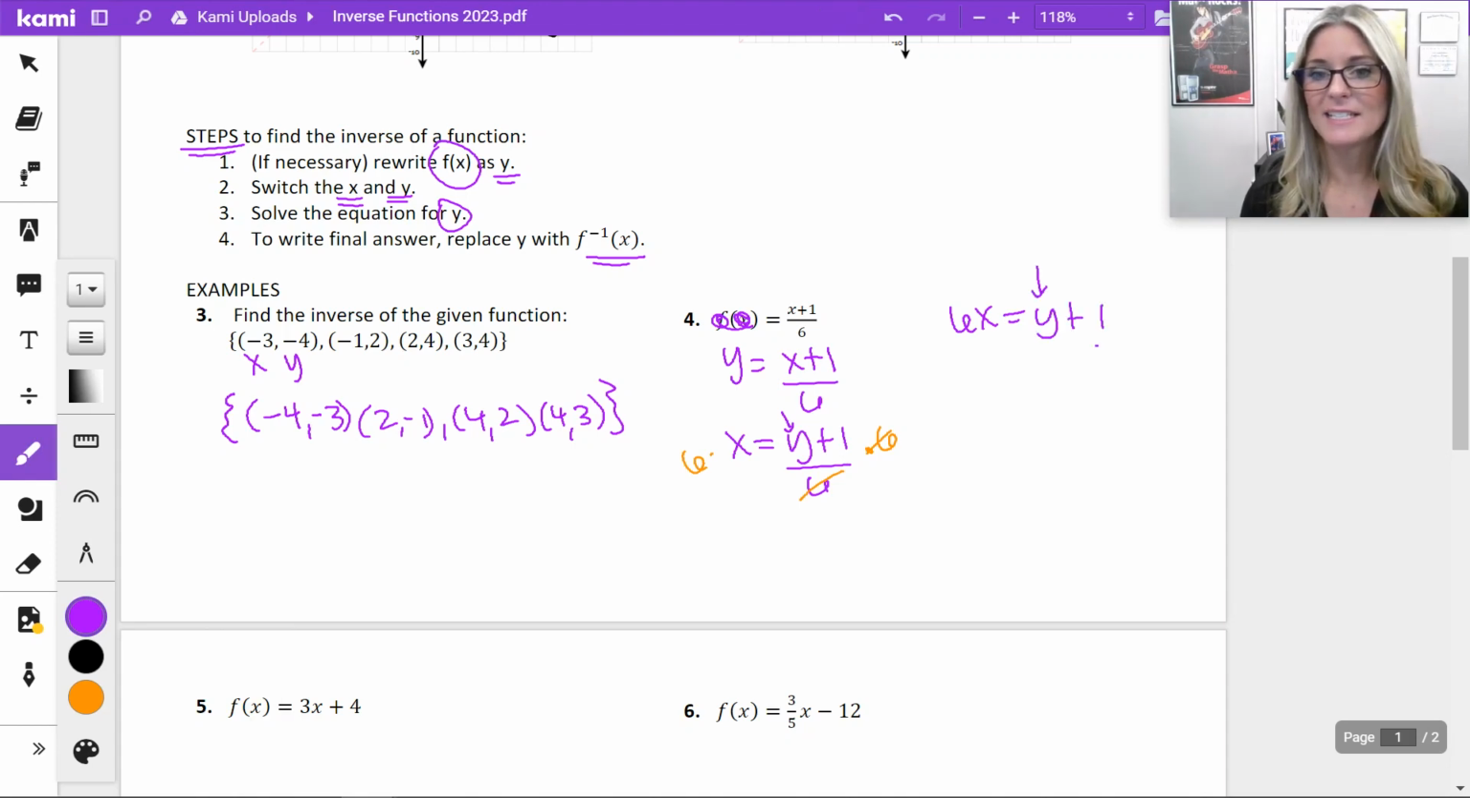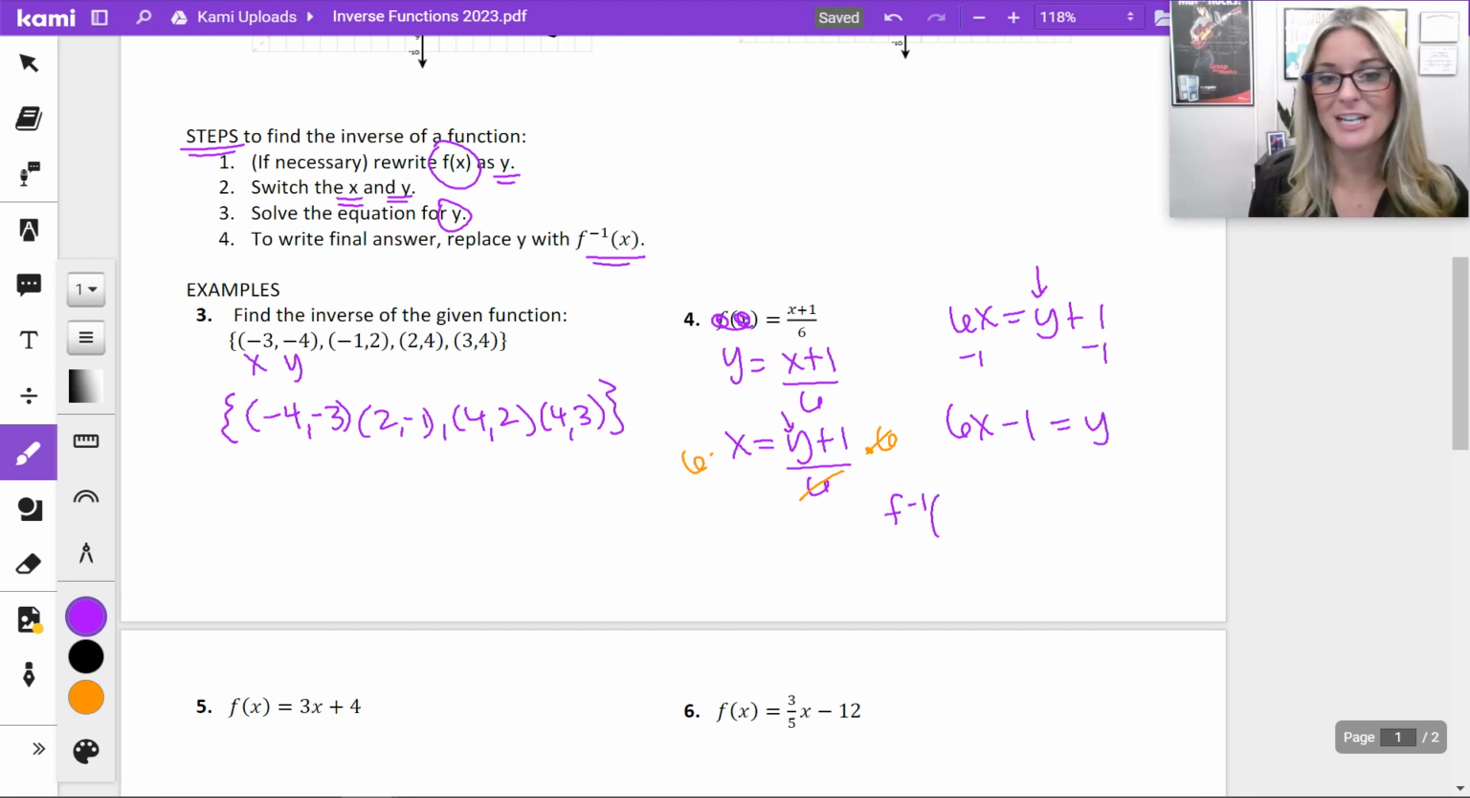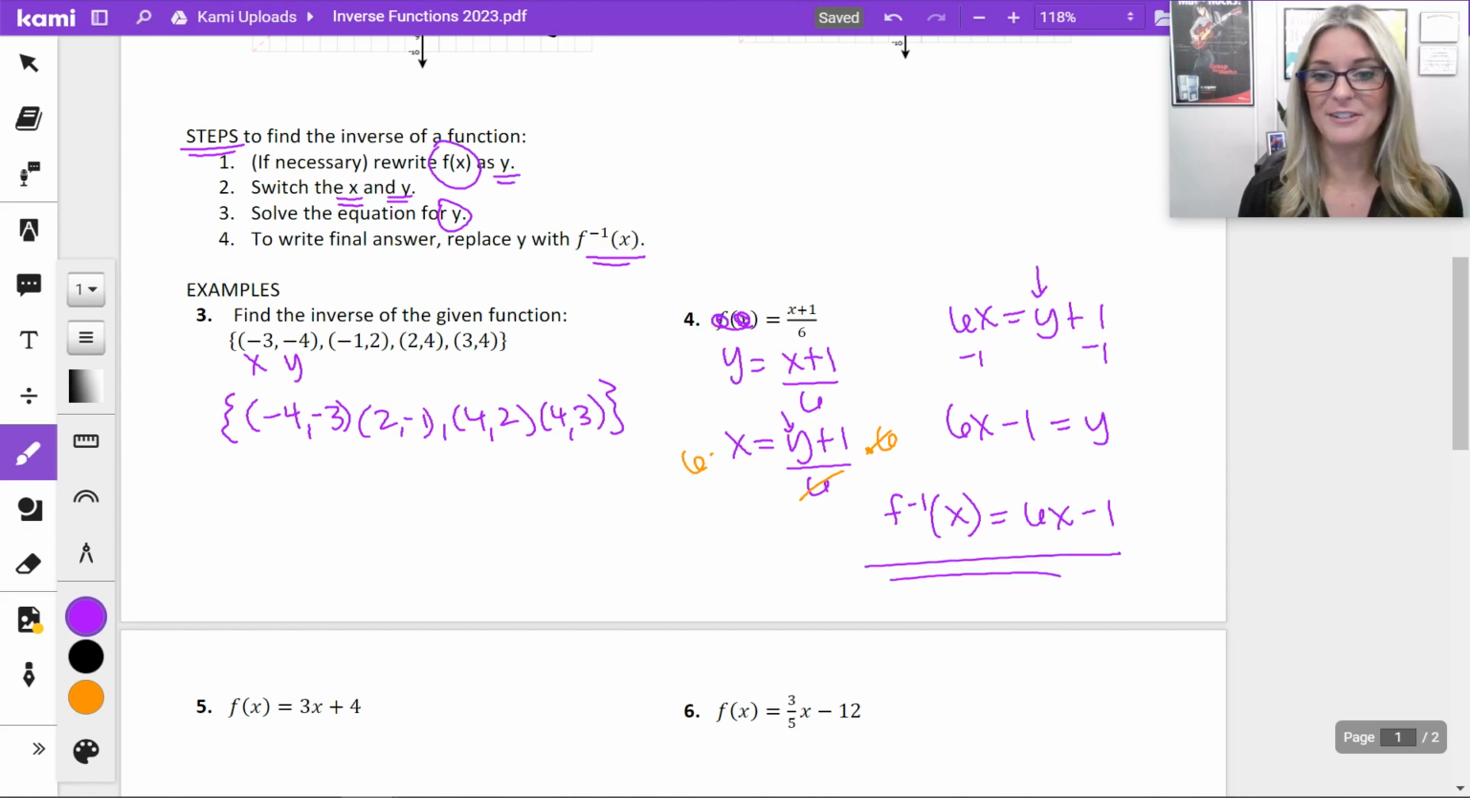Continuing to get y by itself, subtract 1 from both sides. We have 6x minus 1 equals y. We have found the inverse. Let's just finish and write it in inverse function notation. F with the little -1, read as f inverse of x, equals 6x minus 1. Final answer.